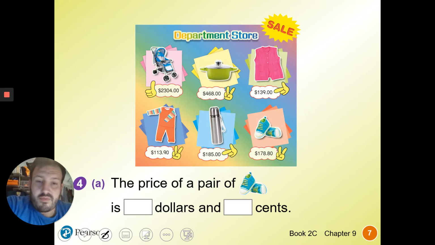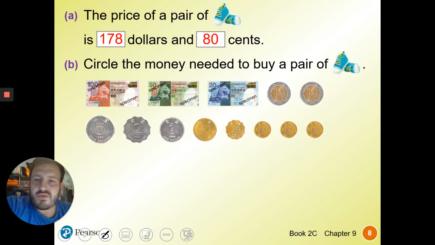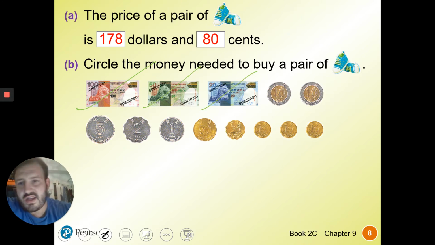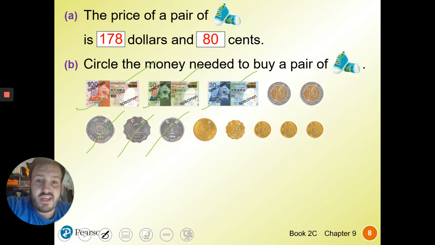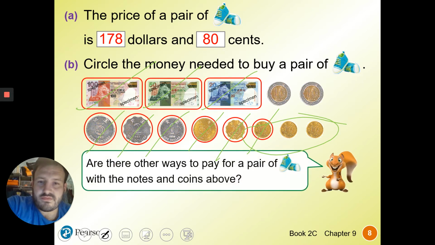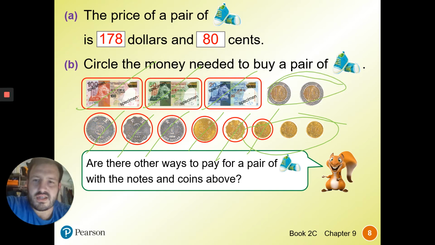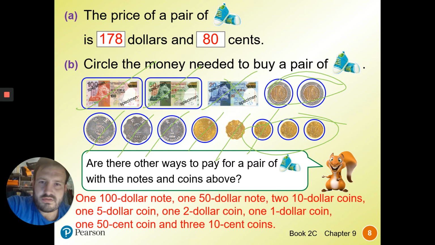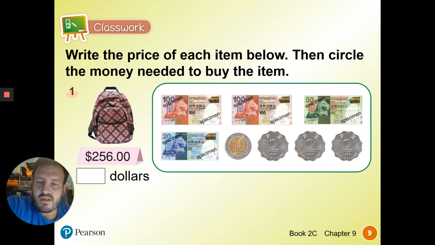Excellent. The price of the baby shoes is $178.80. So what do I need to do there? Well, that's 150 and 70. So not those 10s. I need to do 8. That's 178, and now I need to make 80 cents, which I could do two ways. I could do 50 and these 3 10s, 50 plus 30, or I could do 50 and 20. So I'd use this coin. Are there any other ways to pay? Well, yes. I could have used these 2 10s instead of this 20. Yep, exactly.